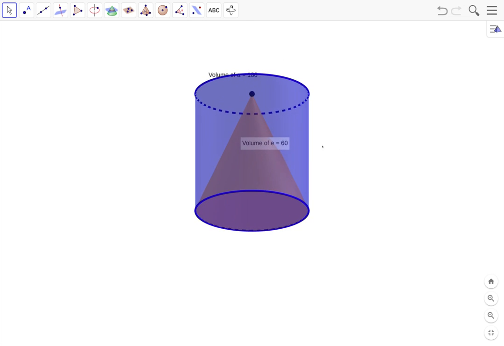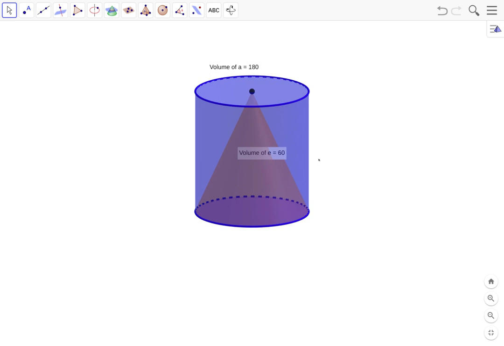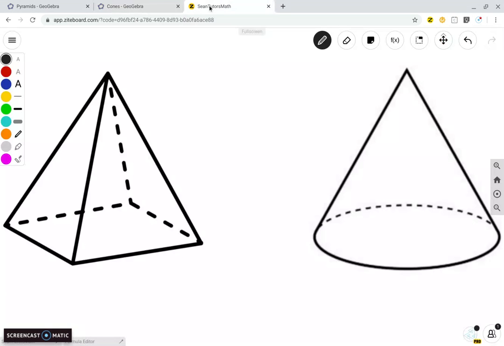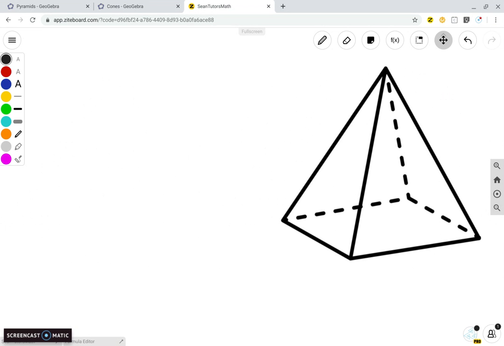So pyramids and cones take up 1/3 of the prism they fit inside of that shares the same base and height. Let's do a couple examples. We'll do one for a square pyramid and one for a cone. So let's start with this square pyramid.